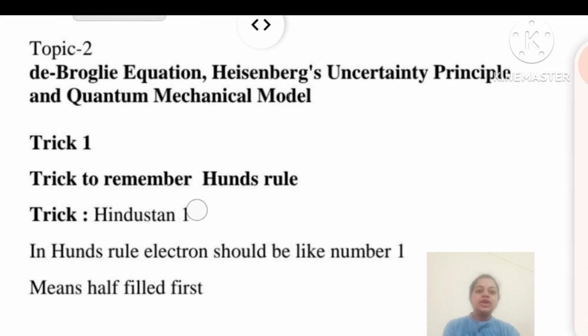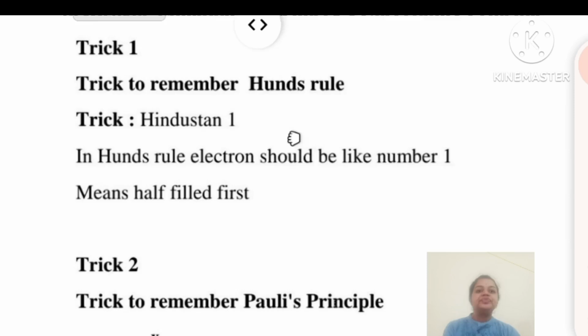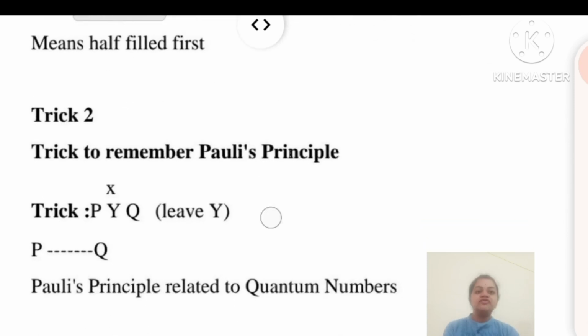Hund's rule, you can remember it as Hindustan first. Why? In Hund's rule, electrons should be half filled first. If there is an orbital, electron filling takes place singly, like this. So, this is according to Hund's rule. Electrons should be like this one, half filled first. So, you can remember it as Hindustan first.